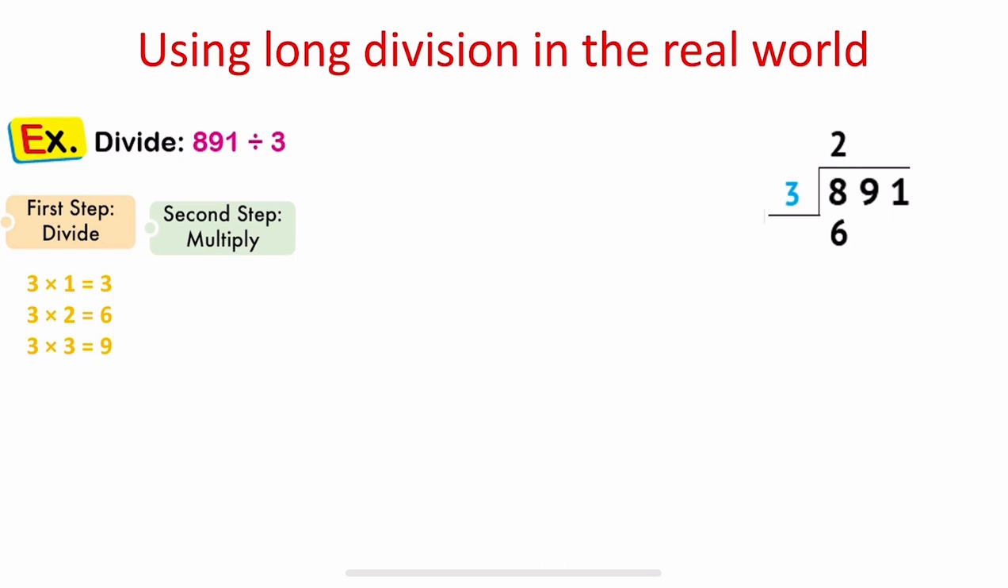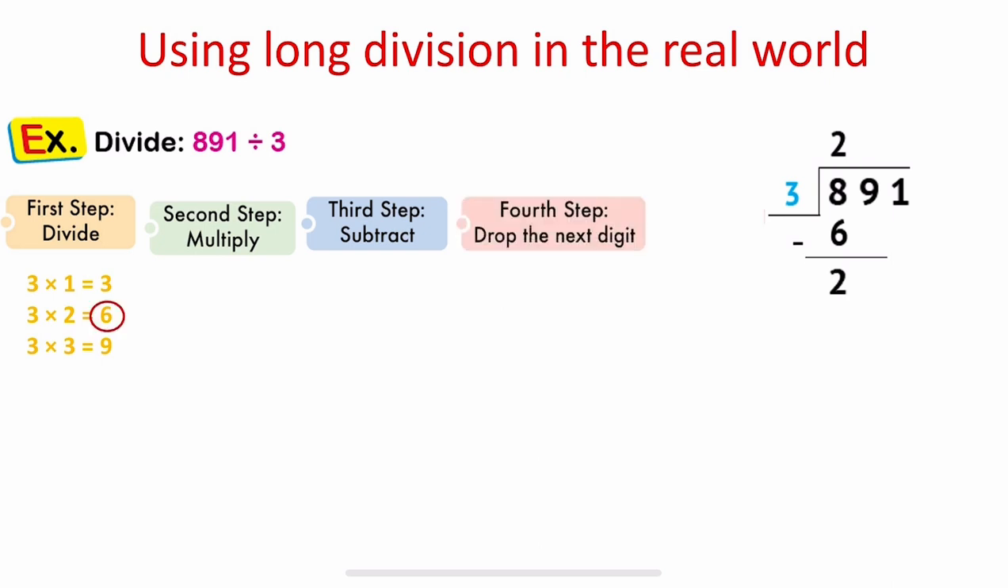Second step, we multiply 2 times 3 is 6. After that, we subtract. 8 minus 6 is 2. So now we bring down 9. So we have 29. We look for 29.